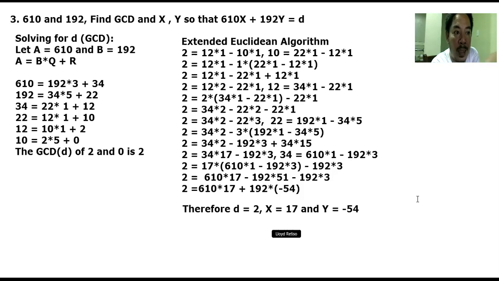Okay? So mag-midterm pa lang tayo, so doon na tayo sa flowchart. Flowchart po ng mga worded problems, yun pang susunod natin.